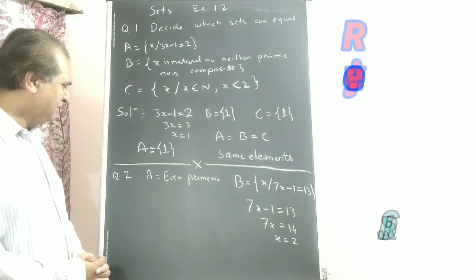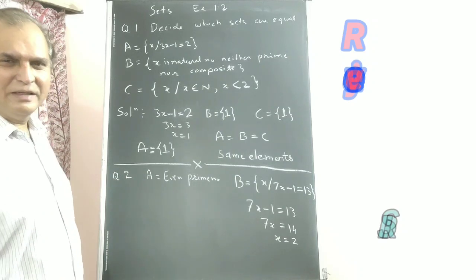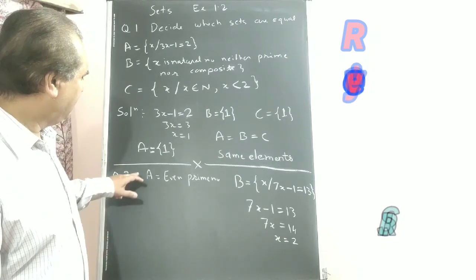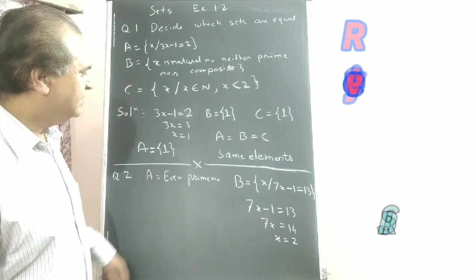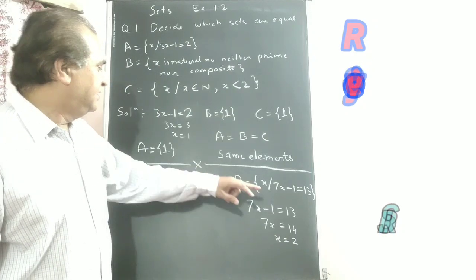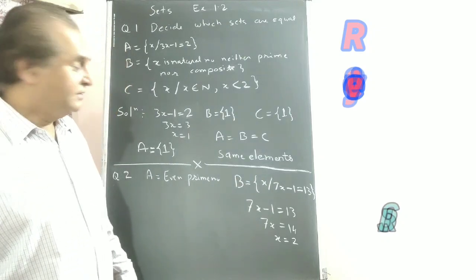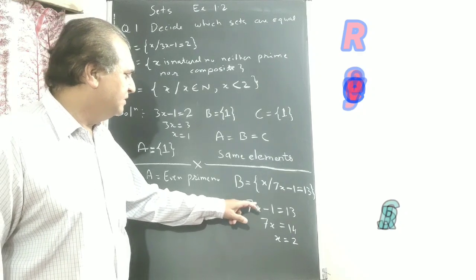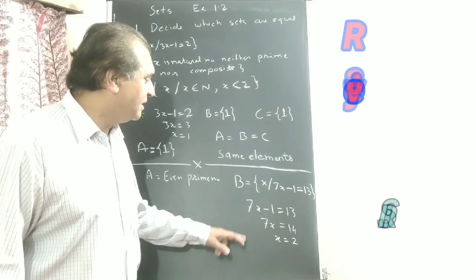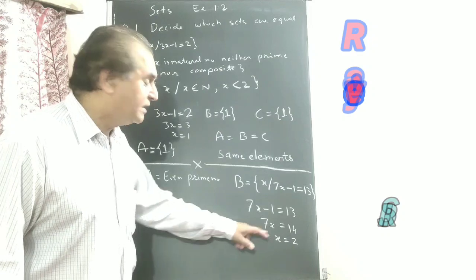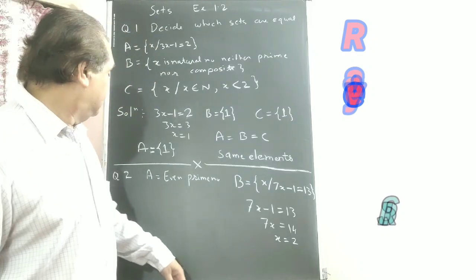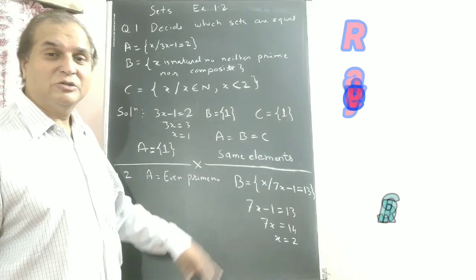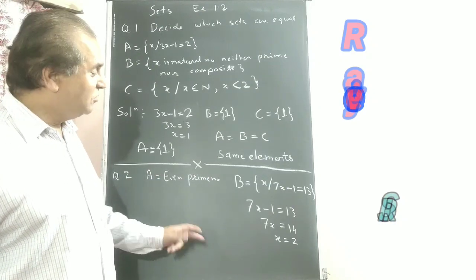Easy? Now sometimes the sets are written in words. Question 2. A is the even prime number. B is an equation given: 7x minus 1 equal to 13. 7x equal to 13, minus 1 shifting that side it will become plus 1. 7x equal to 14, x equal to 2. So A is 2, B is 2. So both are equal sets.